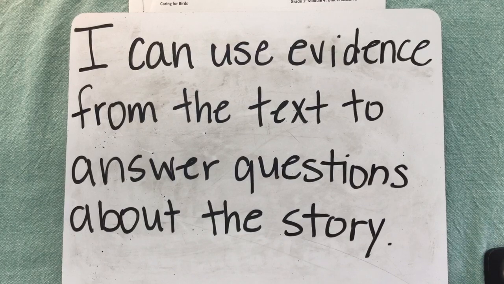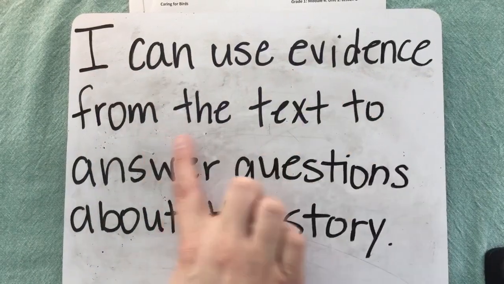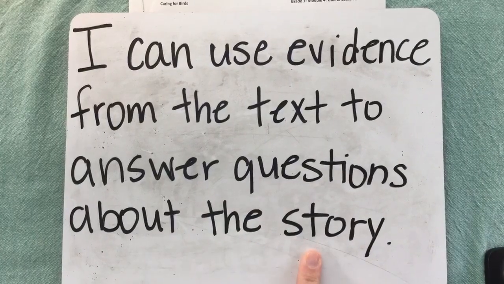So today we're going to continue reading our story, The Lion and the Bird, and we're going to work on answering some questions about the story using evidence from the text. So our target today is I can use evidence from the text to answer questions about the story.